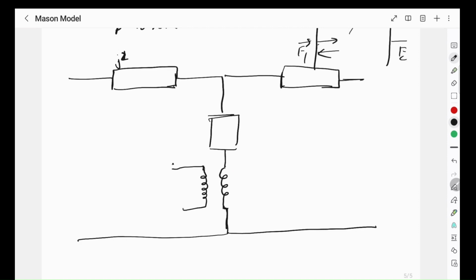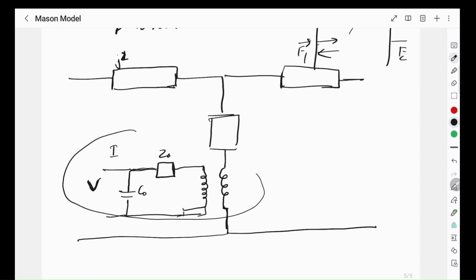This is the extra term, and this is in electrical terms. This is the actual impedance, and this is the capacitance C0, and here I will have the current and a voltage drop which is produced in the piezoelectric material. So I will have an extra term because this is a piezoelectric material.